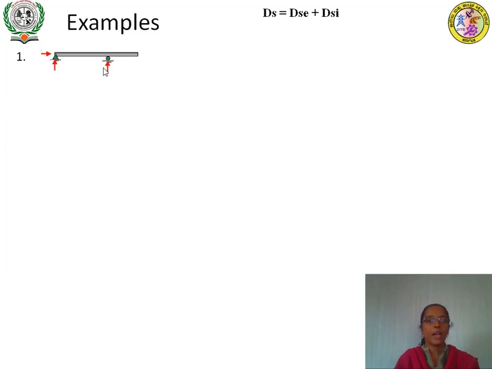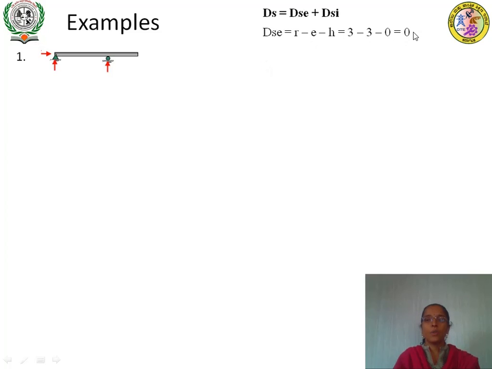So the total number of reactions is 3. We have external indeterminacy calculated as R minus E minus H. So the total number of reactions is 3, minus available equations 3, and no internal hinges, therefore 0. So 3 minus 3 is 0. When the external indeterminacy is 0, how can we classify it? It becomes a determinate structure. When DSE is less than or equal to 0, we can classify it as an externally determinate structure.